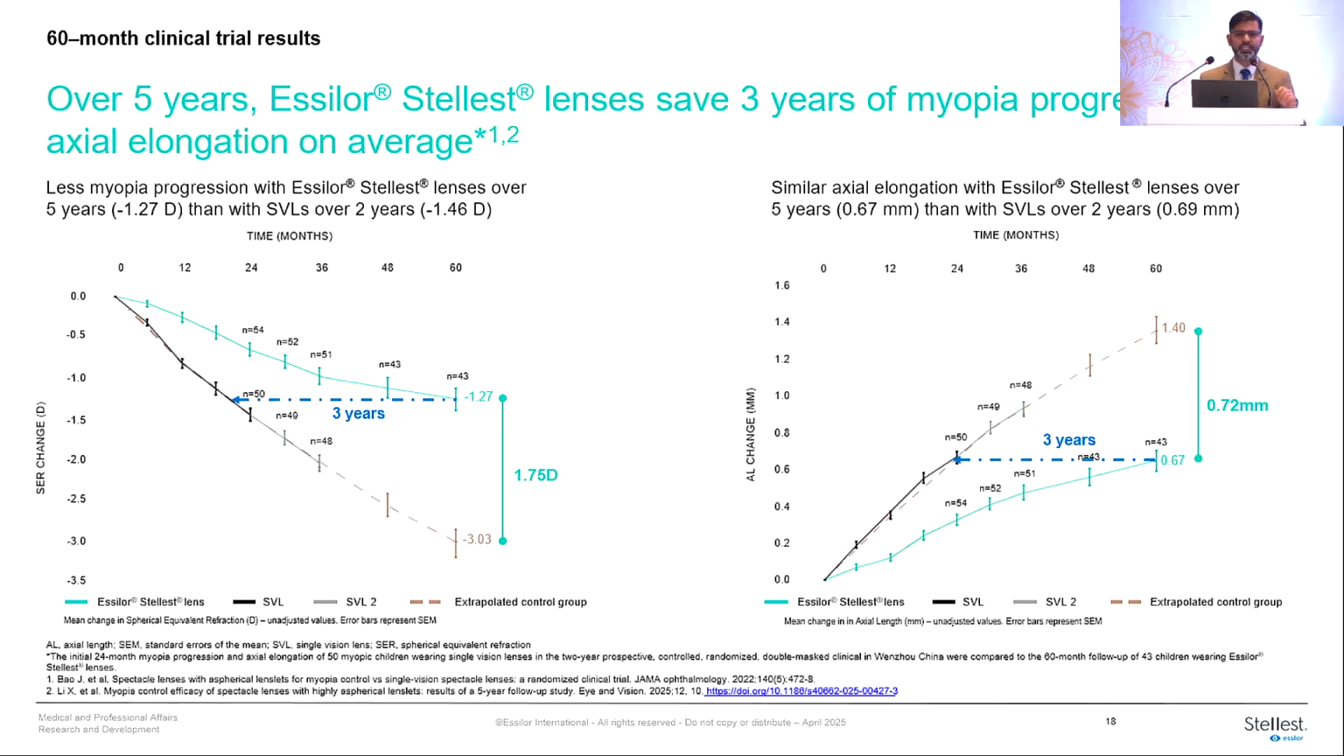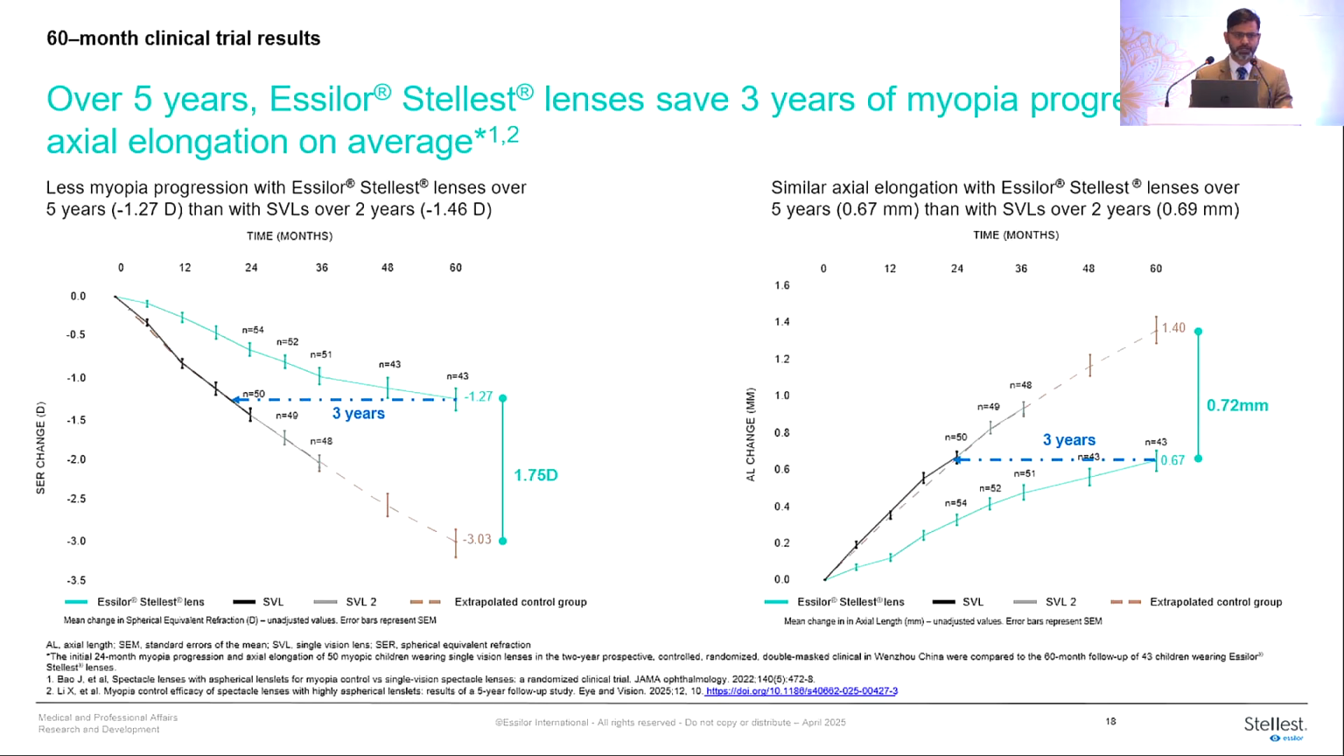Let's try and see how long it took for the children on single vision lenses to reach the same power or axial length. At the end of 5 years, with Essilor Stellest, we reached minus 1.27. But those on single vision reached there in less than 2 years. Similarly for axial length. So another way of looking at it is Essilor Stellest lenses actually saved around 3 years of myopia progression.